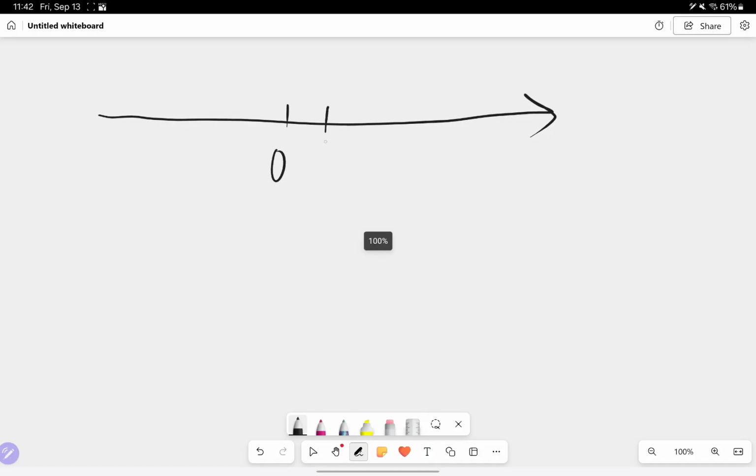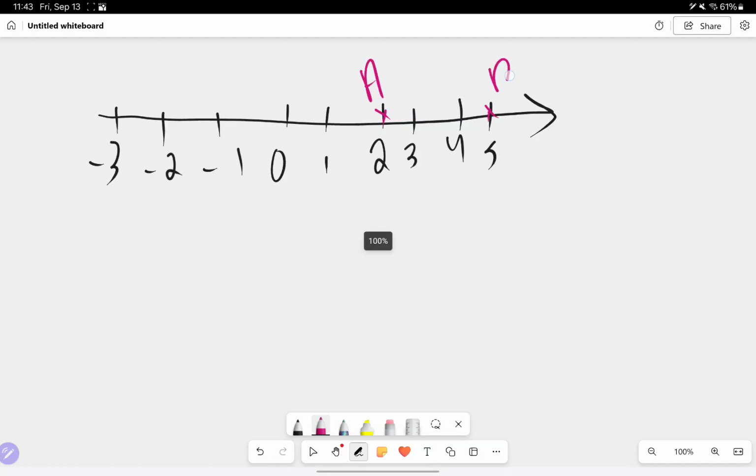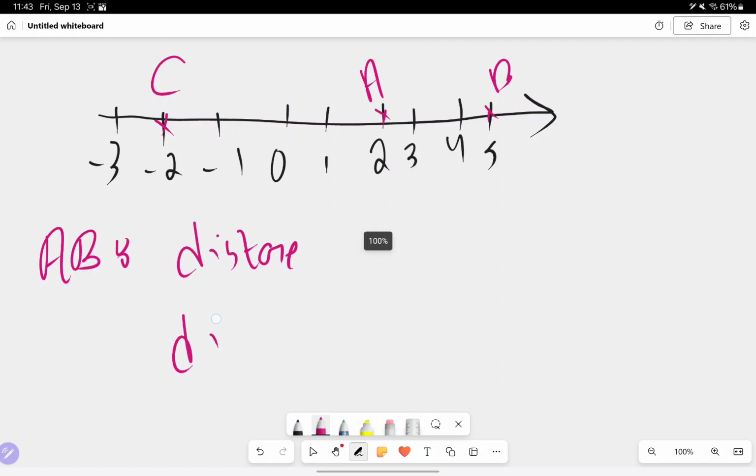Let's take here is 0, here is gonna be 1, here is 2, here is 3, here is 4, here is 5, -1, -2, and -3. Let's see over here, let's say I have point A at coordinate 2, point B at coordinate 5, and let's see, point C at coordinate -2. Okay, the question over here, what is it? Let's get for AB. I want to get distance, and I want to get displacement.